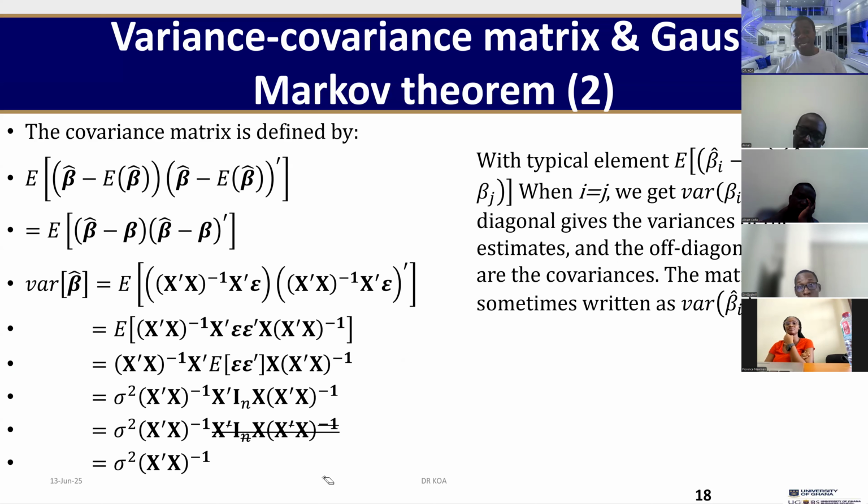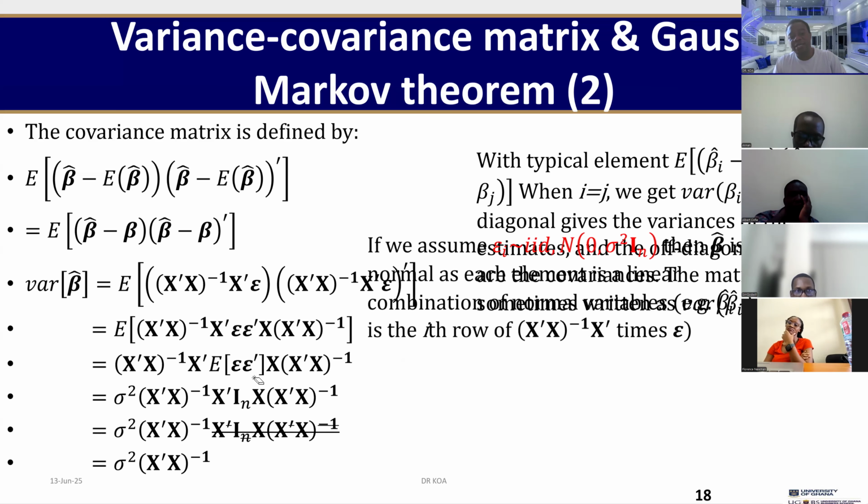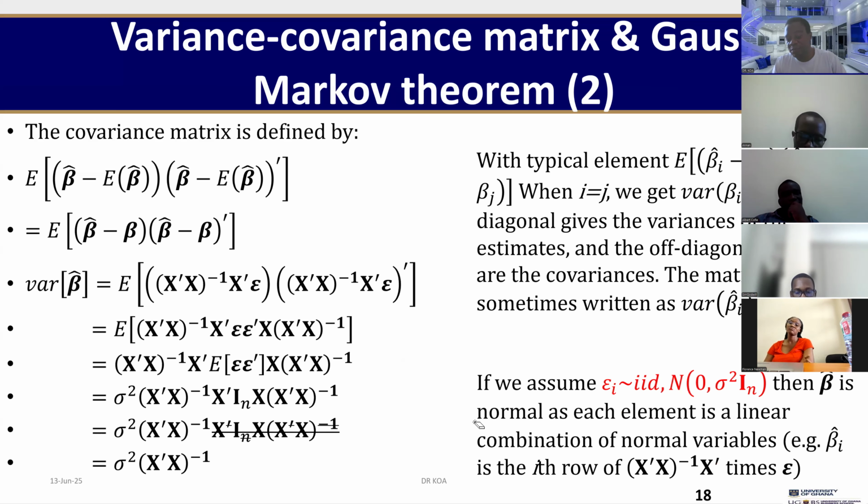That is what Excel will give you. That is what Python will give you. And that is what R will give you as well. So all of this goes to show that in a matrix form, we can actually derive it. But that is what the software is doing that we don't see.